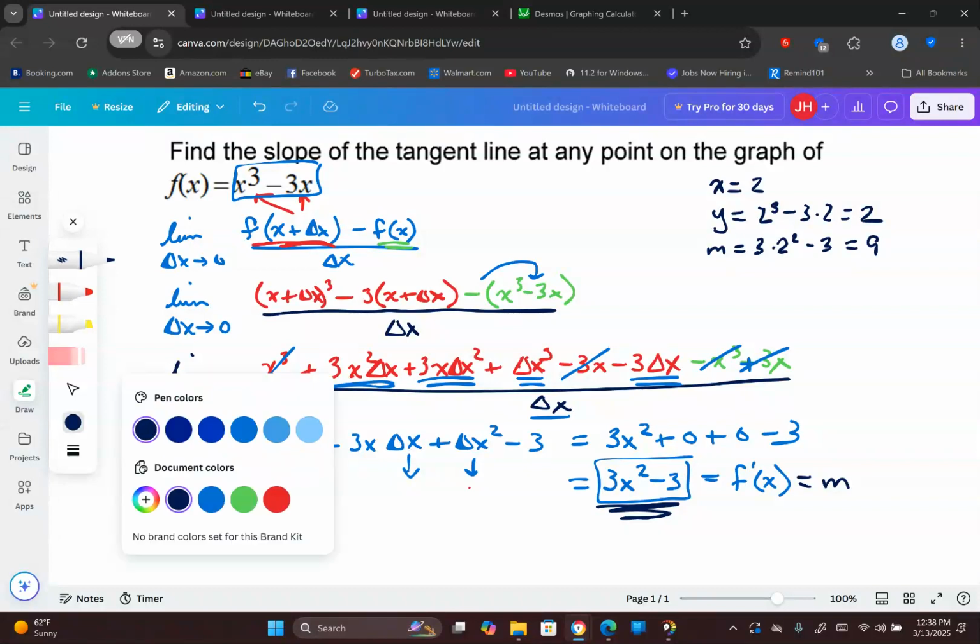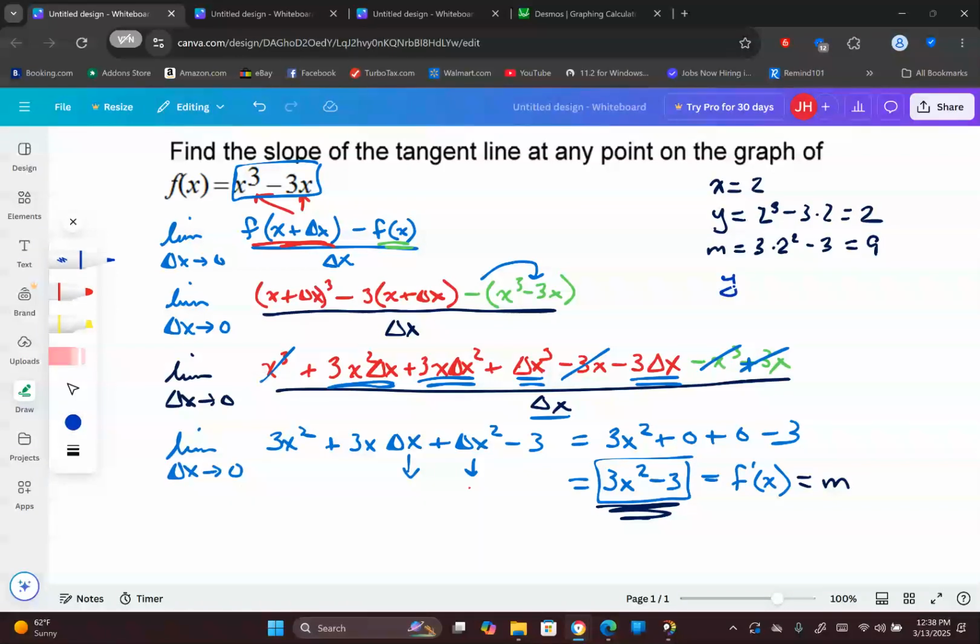And the tangent line form that I like to use is point slope. Right here, we have a point, we have a slope. So y minus y sub 1 equals m times x minus x sub 1. This would be y minus 2 equals my slope, which is 9, times x minus 2. That is the equation for my tangent line.